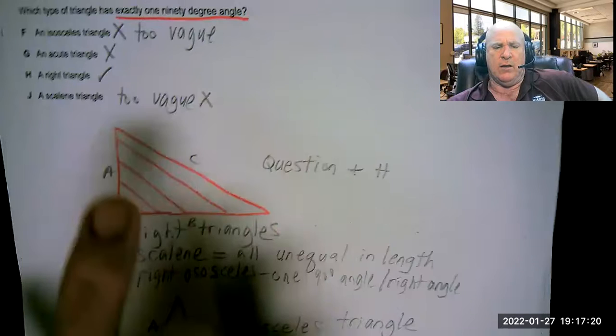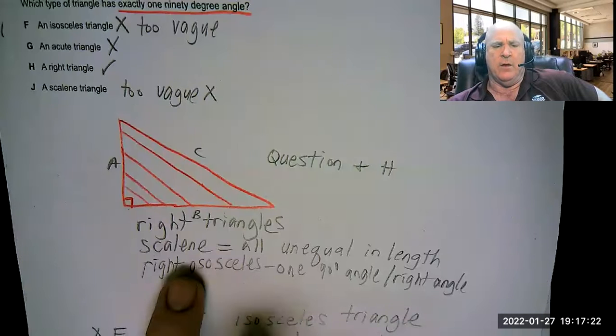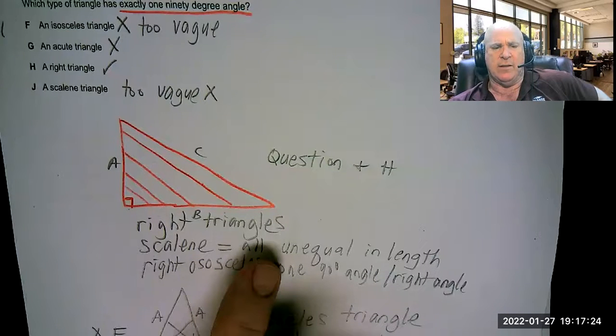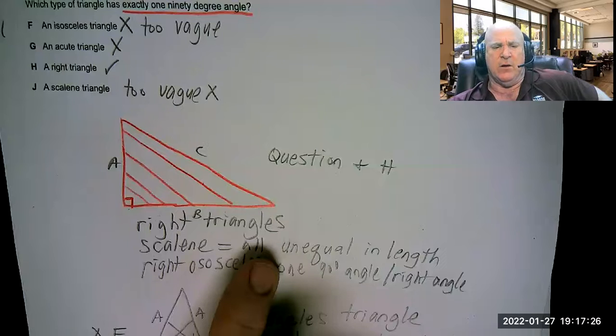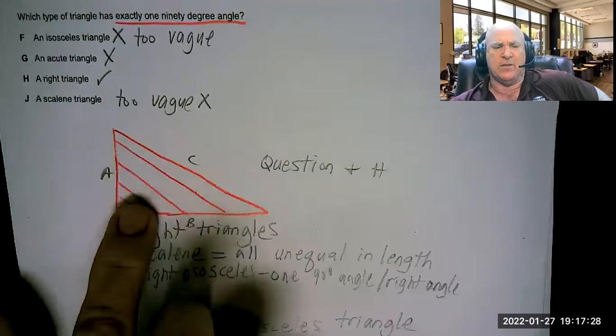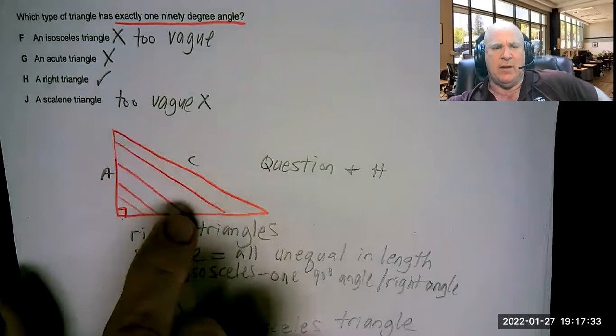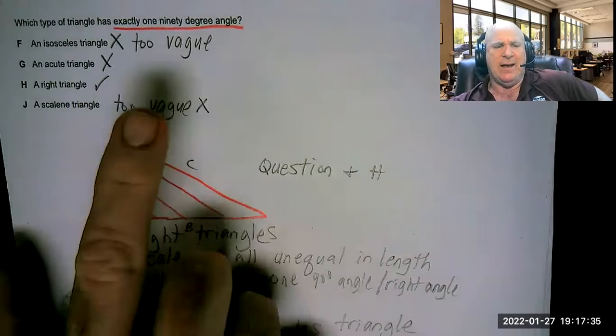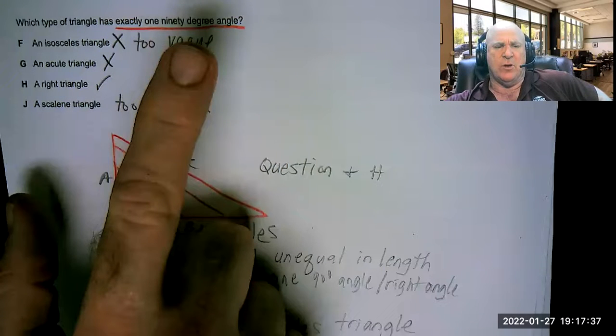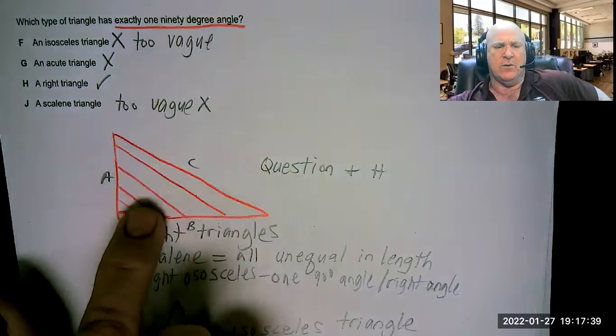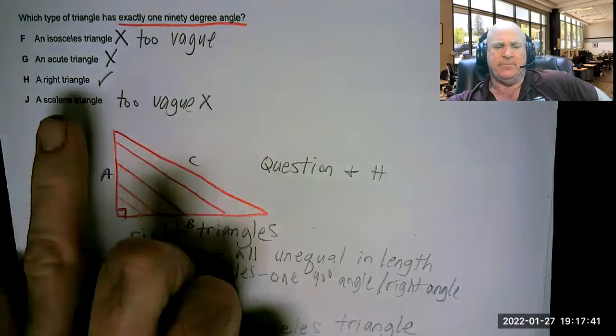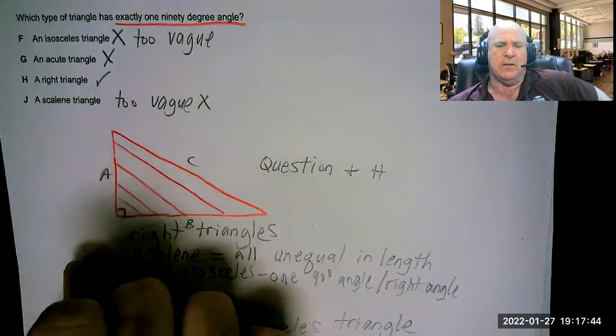Scalene, they're all unequal in length. We can have a right triangle like this one that has all unequal lengths, but because they were specific, one of them has to be 90 degrees. I can't just go based on scalene alone. That's too vague. So let's take a look.